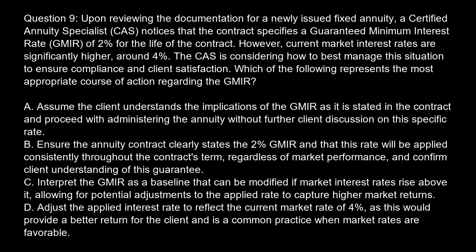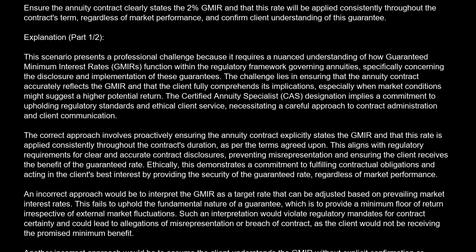Option C. Interpret the GMIR as a baseline that can be modified if market interest rates rise above it, allowing for potential adjustments to the applied rate to capture higher market returns. Option D. Adjust the applied interest rate to reflect the current market rate of 4%, as this would provide a better return for the client and is a common practice when market rates are favorable. The correct answer is B. Ensure the annuity contract clearly states the 2% GMIR and that this rate will be applied consistently throughout the contract's term, regardless of market performance, and confirm client understanding of this guarantee.